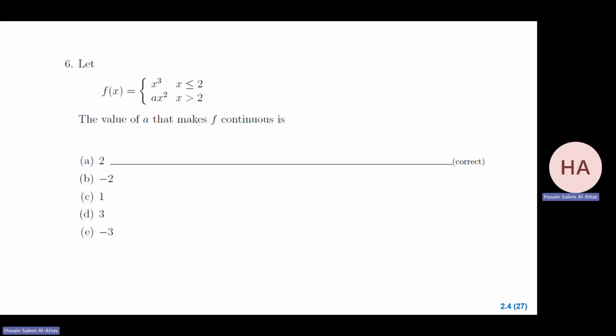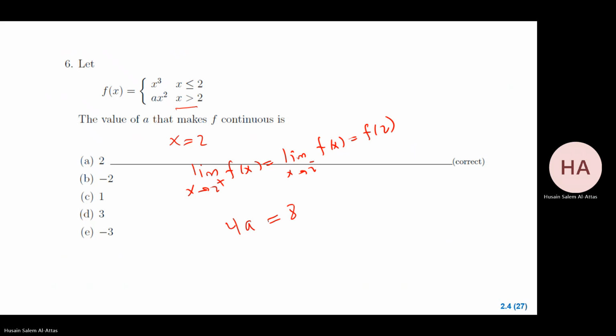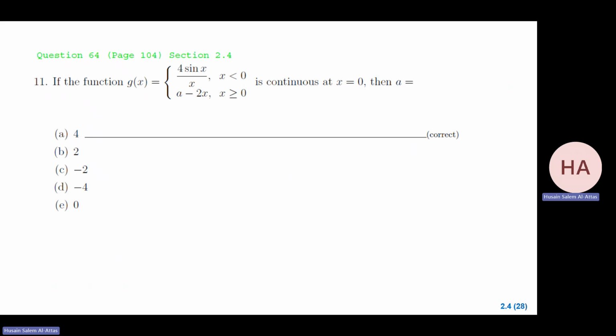Okay. If it's continuous, at x equal 2, limit x goes to 2 from right equals limit x goes to 2 from left equals f at 2. From right will be here, that will be 4a. From left, that will be there, it will be 8. So a equals 2. Easy one. I think you have 2 to go.